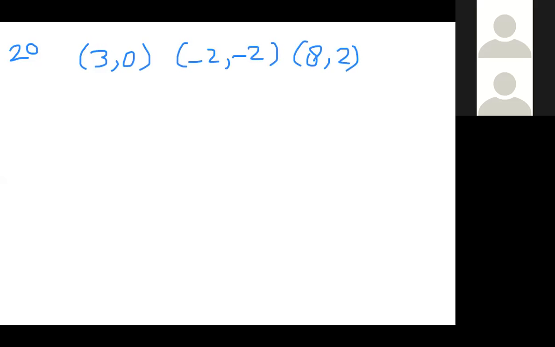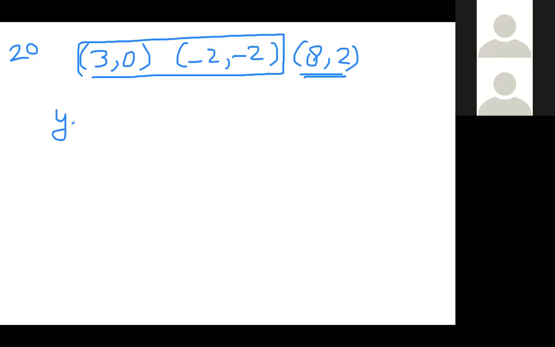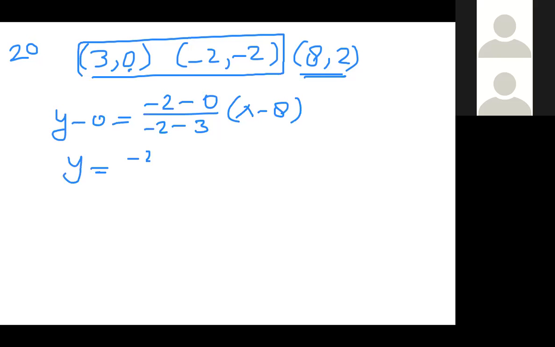See, first of all, we are calculating the equation of the line passing through 2 points. Then the third point must satisfy the equation of the line. First of all, we calculate the equation of the line: y minus y1 equals (y2 minus y1) upon (x2 minus x1), times (x minus x1). y equals -2 upon -5, times (x minus 8). This is the equation of the line.